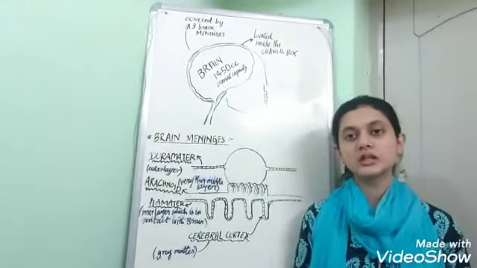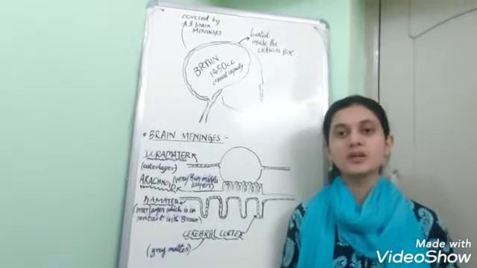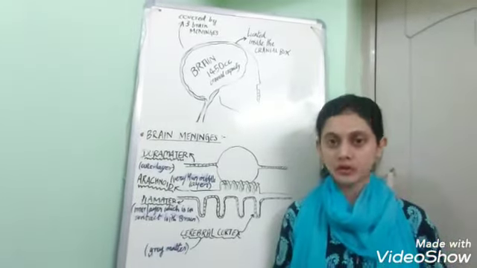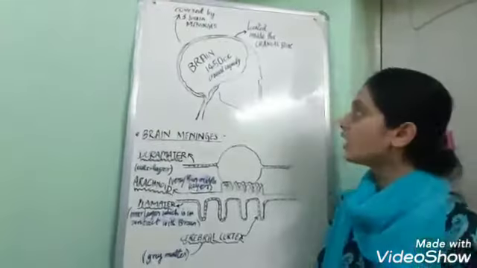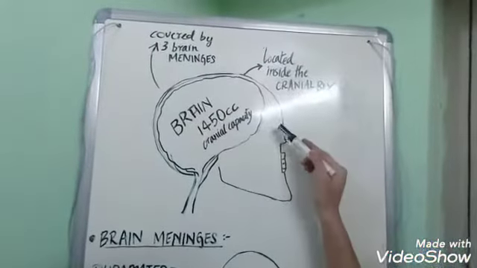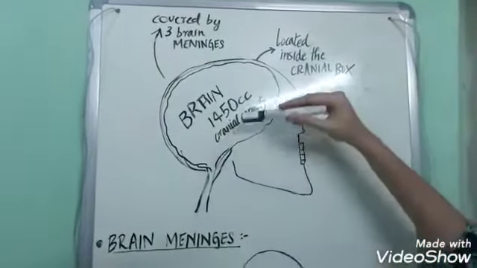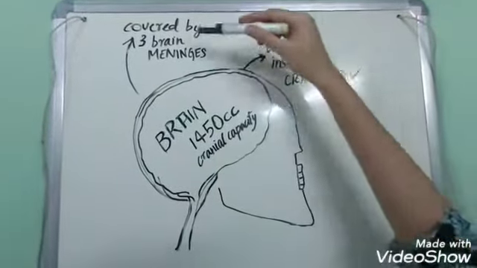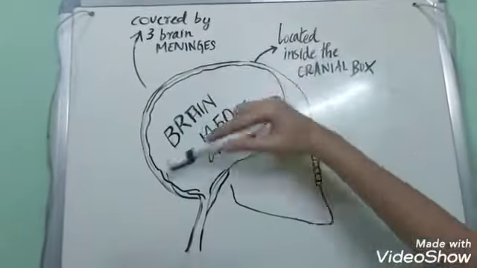Today we shall be dealing with the topic brain. So let's begin. The human brain is located inside the cranial box. Our brain is covered by 3 brain meninges.